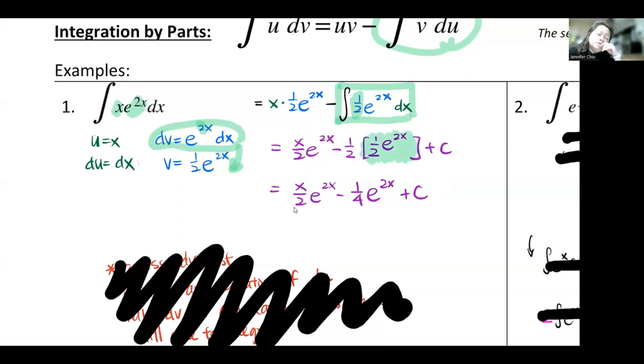Some books will like you to factor out the e to the 2x. It is not super necessary. You can actually leave it like this in individual terms. So it's really kind of up to you.